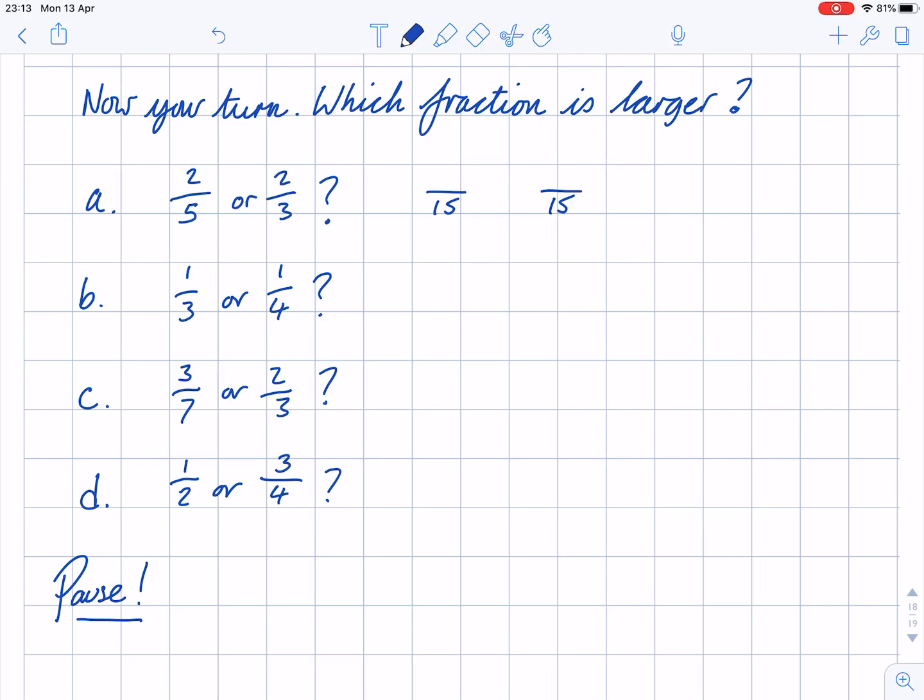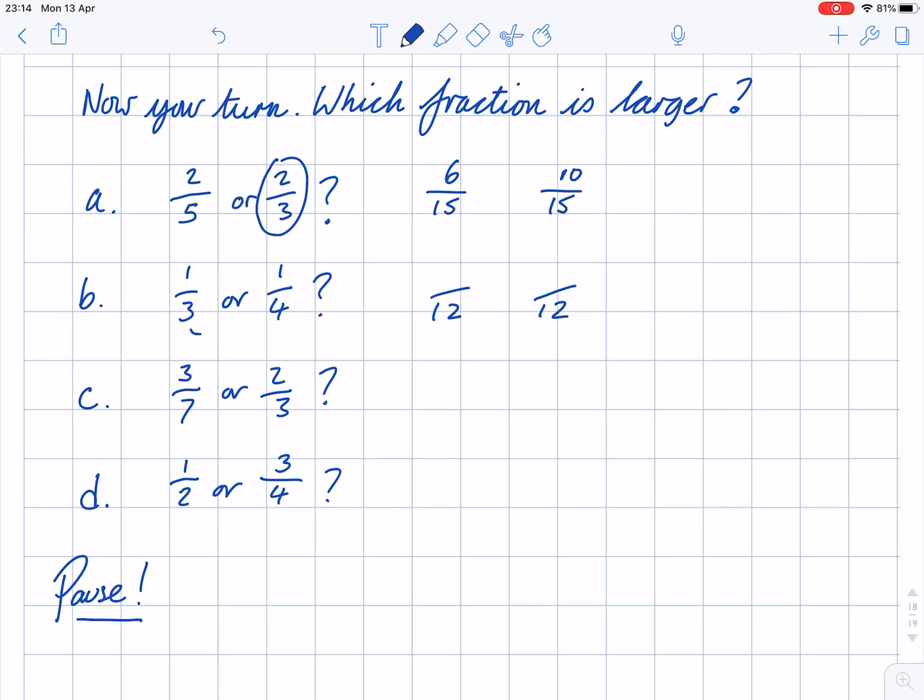Okay, great. So how did I get this first fraction, 2/5, to become something over 15? I multiplied it by 3, so it became 6/15, and 2/3, I multiplied it by 5, which became 10/15. So which is the largest fraction? I'll circle it: 2/3. This next one, what is the first multiple of 3 and 4? It's 12.